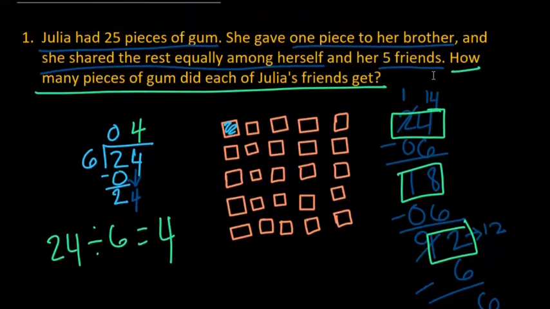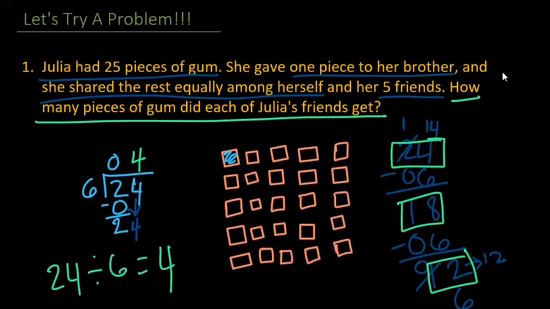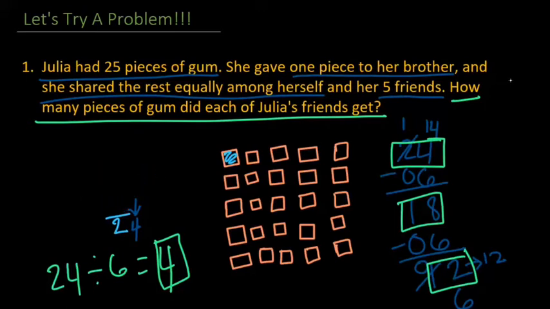So now let's go back to the question and answer the question. How many pieces of gum did each of Julia's friends get? Our final answer, when we solved the last part of the question, which was she shared the rest equally among herself and her 5 friends, we got 4 as our answer. So that means each of Julia's friends got 4. So Julia and her friends each got 4 pieces of gum.